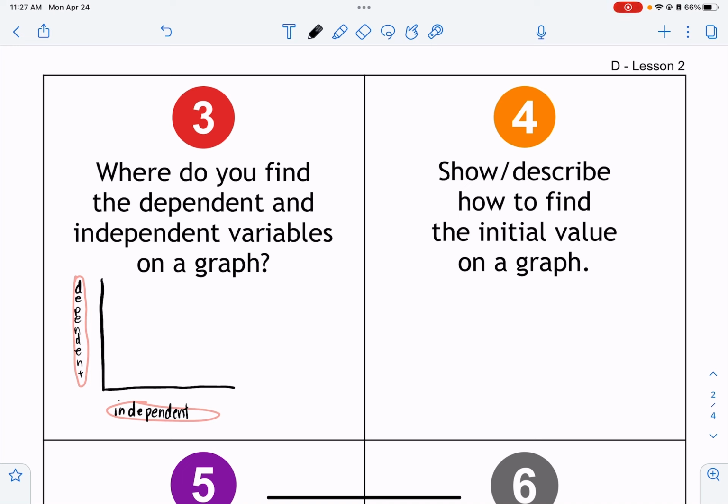Show and describe how to find the initial value on a graph. All right, so if you have a graph like this, and let's say you have a line that goes like this. Maybe this is something I didn't mention last time.